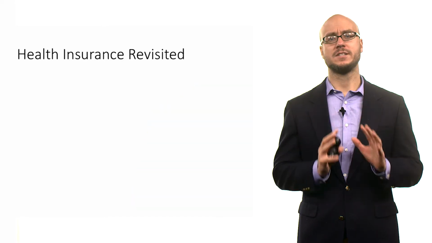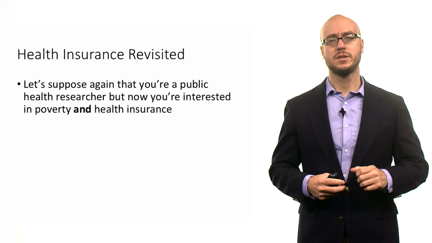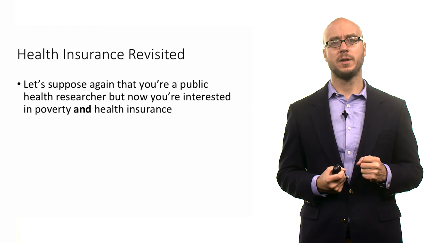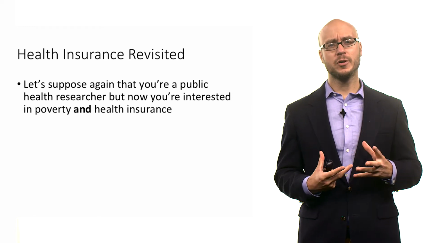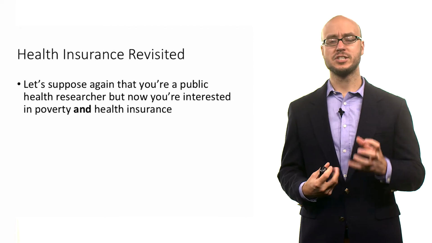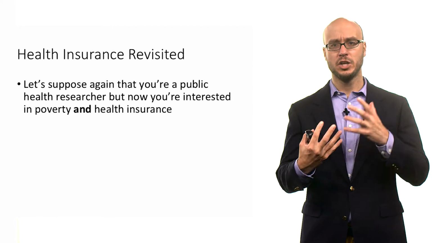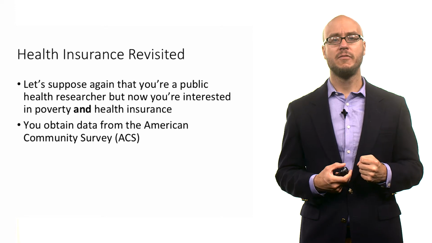For part 2 of this lecture, we're going to talk about probability tables. Let's revisit our example of health insurance. So again, suppose you're a public health researcher, but now you're interested not only in health insurance, but poverty as well. You want to look at these two variables.